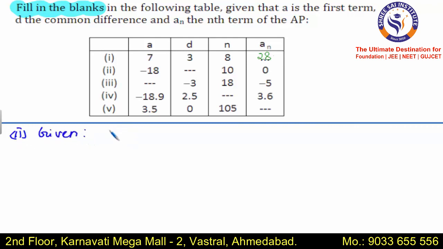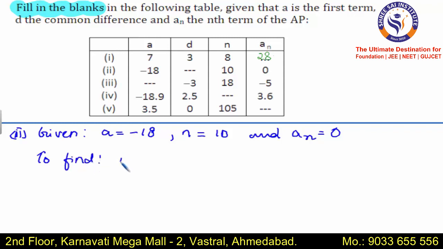In the second part, we are given A is equal to minus 18, N is equal to 10, and the nth term is equal to 0. We have to find the common difference D.